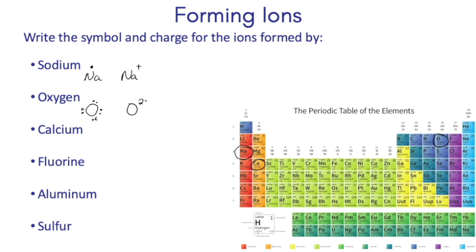Next, we have calcium, which is in group 2, which means it has 2 valence electrons. By it being a metal, it will lose those 2 electrons, and that gives it 2 more protons than electrons, forming a 2 positive ion. Fluorine is here.